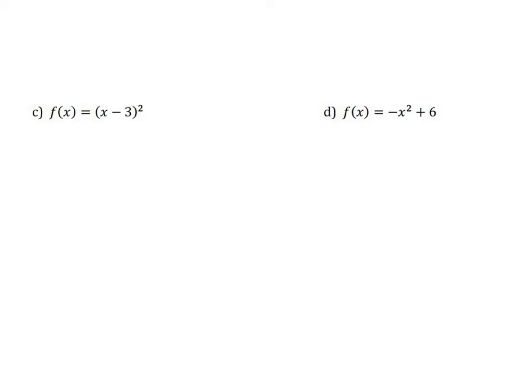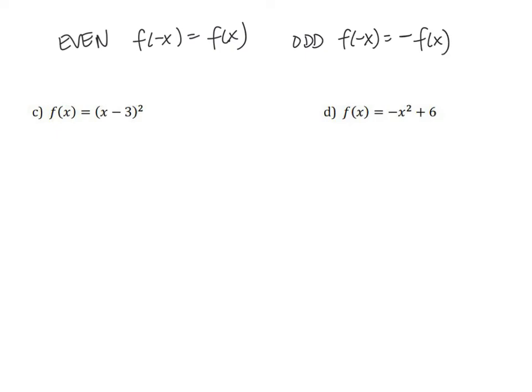All right, try these next two on your own. We'll remind ourselves if something is even. That means when you put in the opposite of x, you should get the original y value. When it is odd, and you put in the opposite of x, you should get the opposite of the y value. And if you don't get either one of those, then you know it is neither.